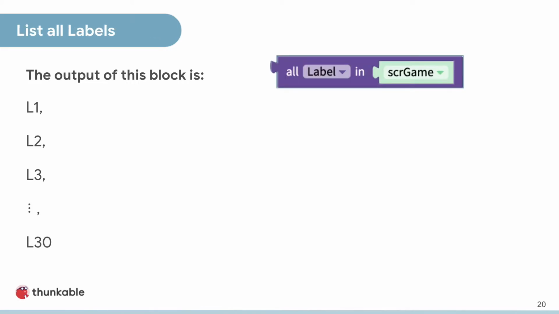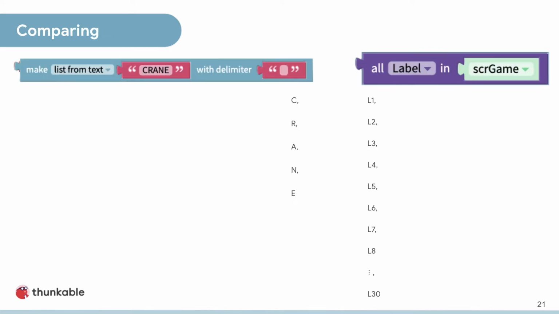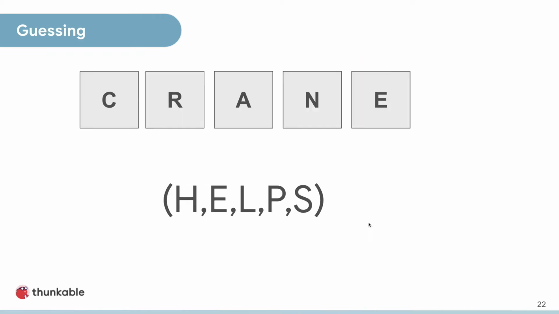That's the output. And then similarly, we also use this block, the list of labels on the game screen. It's a much longer list because there are 30 labels in our design that we did back in lesson 2. So if we were to compare these side by side, you see that the output of this one has 5 letters, so it has 5 elements in it. This one has 30 labels in our design, so we have 30 different elements here. And that's why we had to do that little bit of math in the previous example to get the next row of labels.